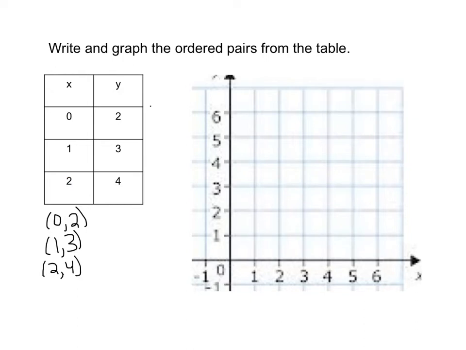So if you wanted to write those next to it, just so you can compare that the table values are the same as the ordered pairs we're going to graph. So we have 0, 2, we have 1, 3, and then 2, 4.